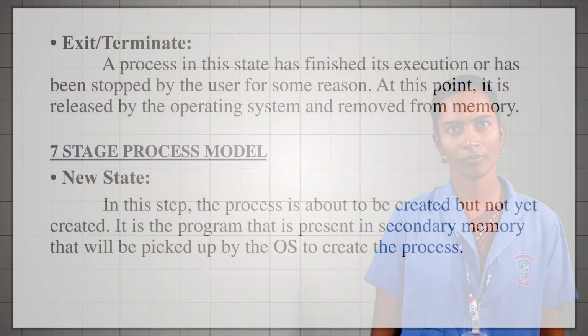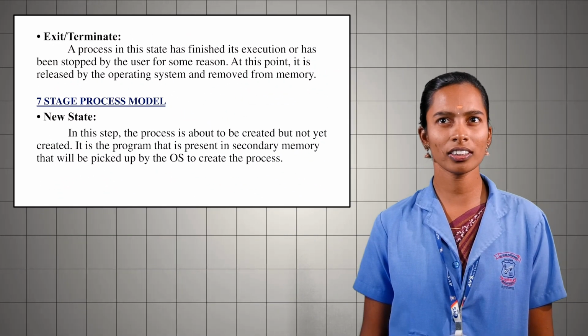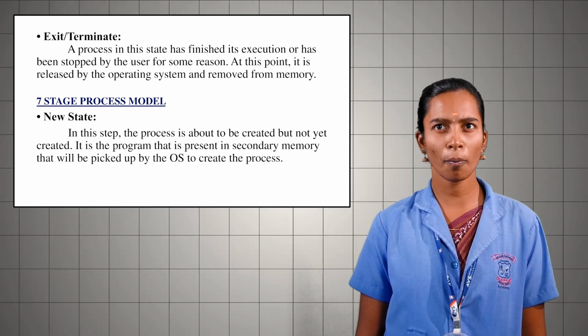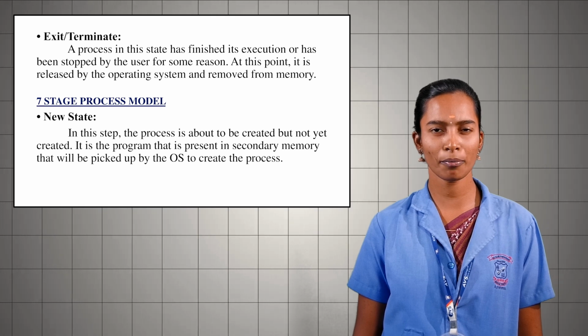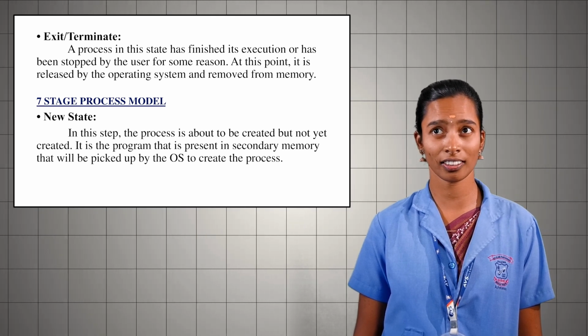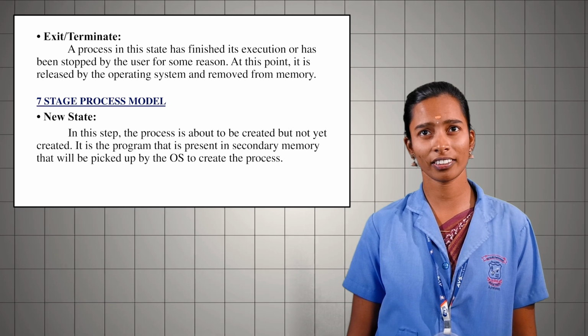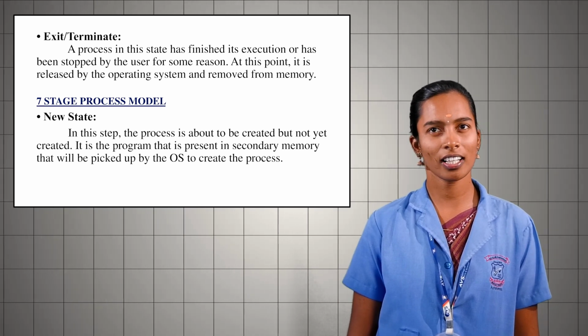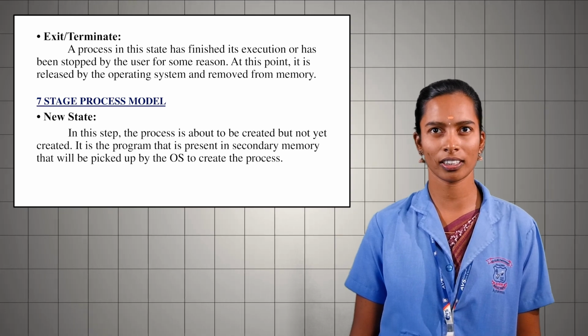Next. Exit, terminate. A process is in this state when it has finished execution or has been stopped by the user or some action. The process is released by the operating system and removed from memory. Seven states of the process model.